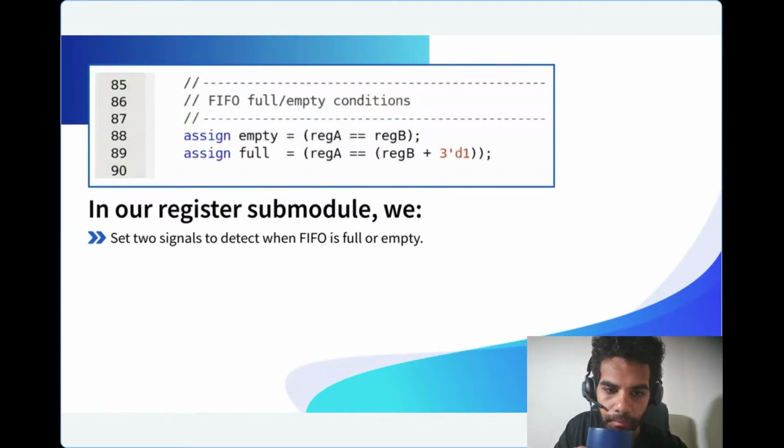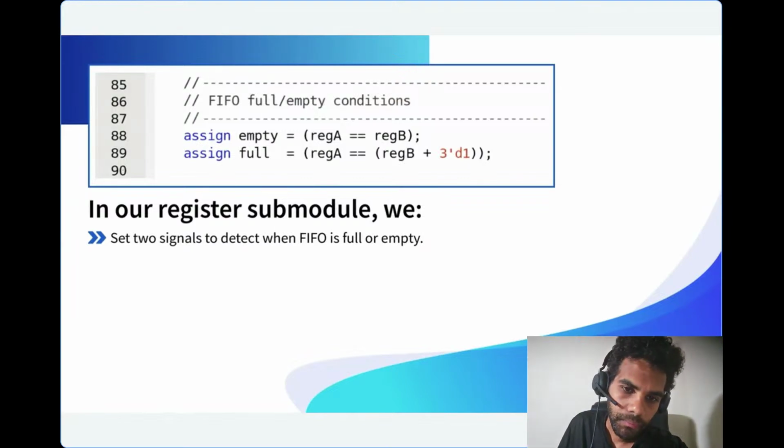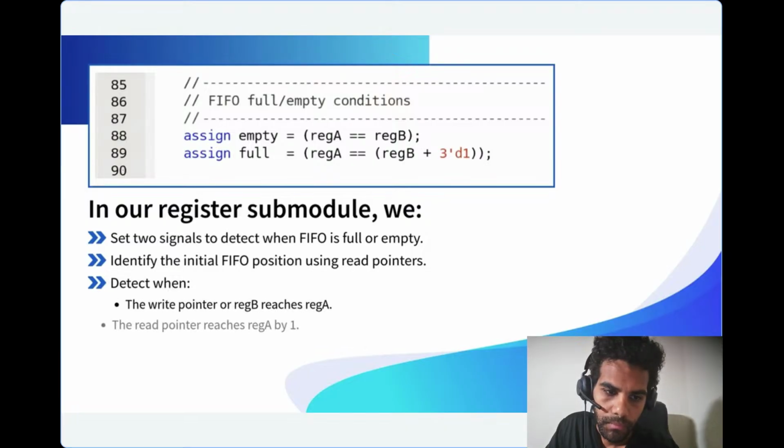In our register model, we can set two signals, empty and full, to detect when our FIFO is full or empty. The FIFO is empty when the read pointer equals the write pointer, which is the FIFO's initial position. The FIFO becomes full when the write pointer, or register B, reaches register A, or when the read pointer reaches register A by 1. This means it will override the read pointer on the next push.